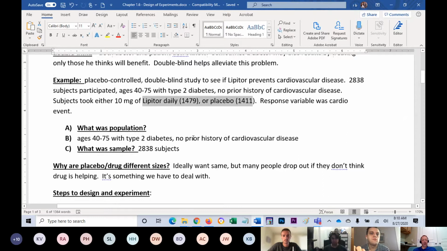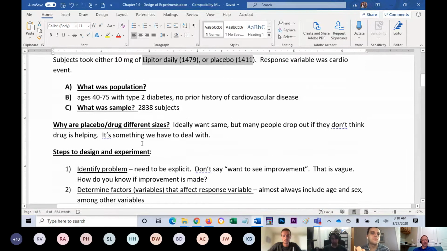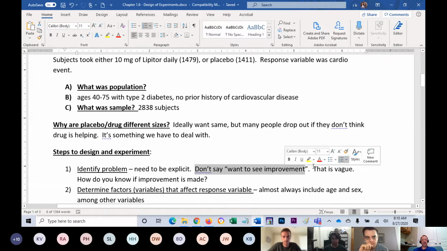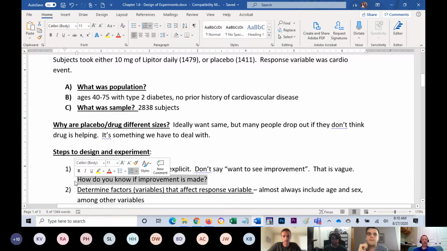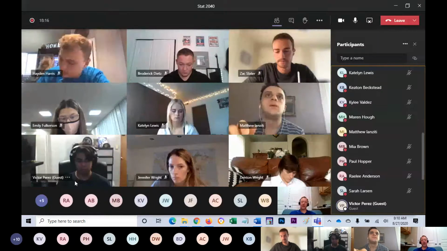So, all right. Steps to designing an experiment. We need to identify the problem, and we need to be explicit. Don't say we want to see improvement because that is just vague. How do you know improvement is made? So let me give you guys an example here.